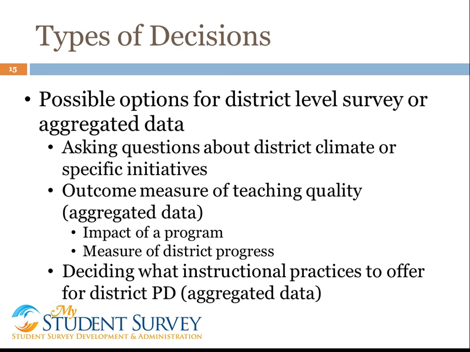For district level, you could do some things where you're asking questions about district climate or specific initiatives, say a school choice program, that type of thing. Often people tend to rely more on an aggregation of this data. So I want to see an outcome measure of teaching. I want to know, is this program on student motivation working? And I'm going to use this as an outcome measure for it. The other piece you could use it for is a consistent measure of district progress. So you're seeing a baseline of our overall student satisfaction rate is X, and we're going to use that as a progress measure alongside achievement and others in order to measure our progress towards whatever goals we're setting around some of that data.